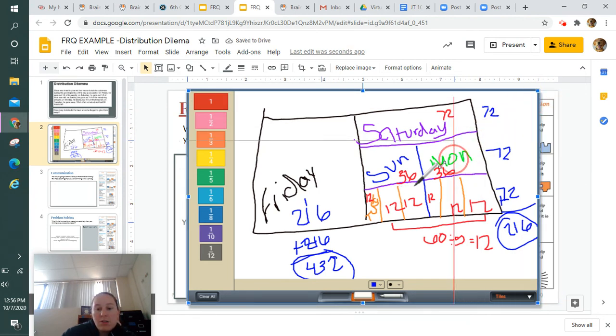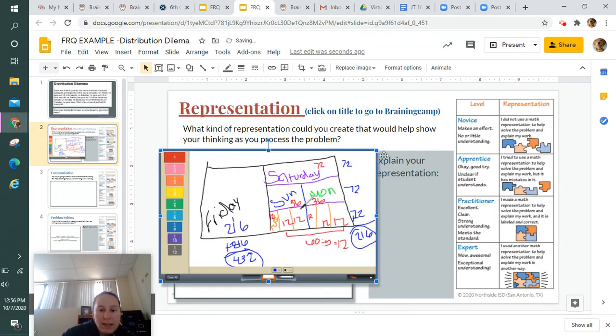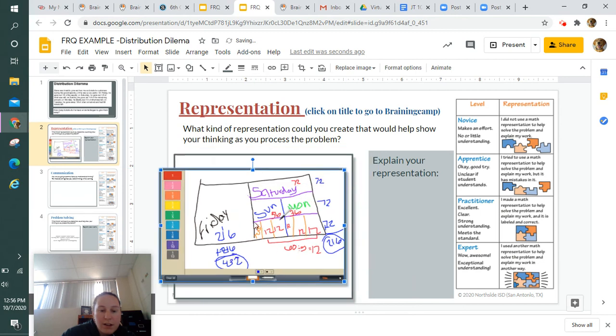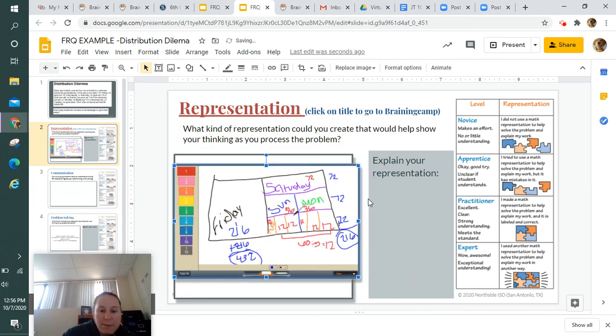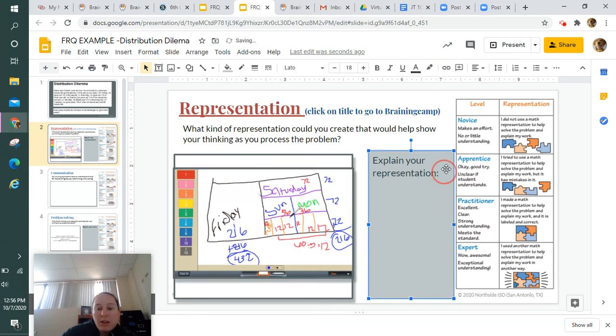Okay, and all I'm going to do is drag this corner and make it so that it fits in this box that I have here. Okay, so now it fits in that box. And then you're going to explain your representation right here. So if you double click, it'll let you type.